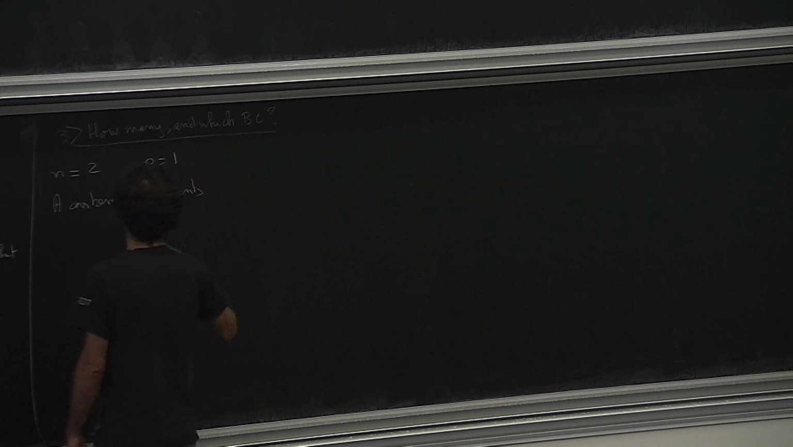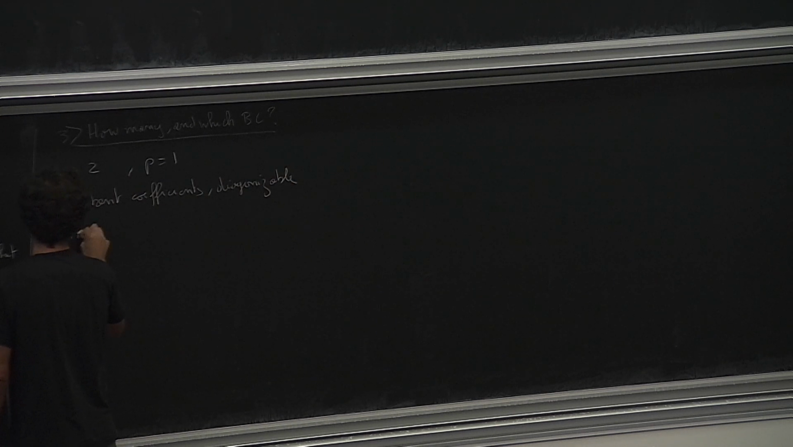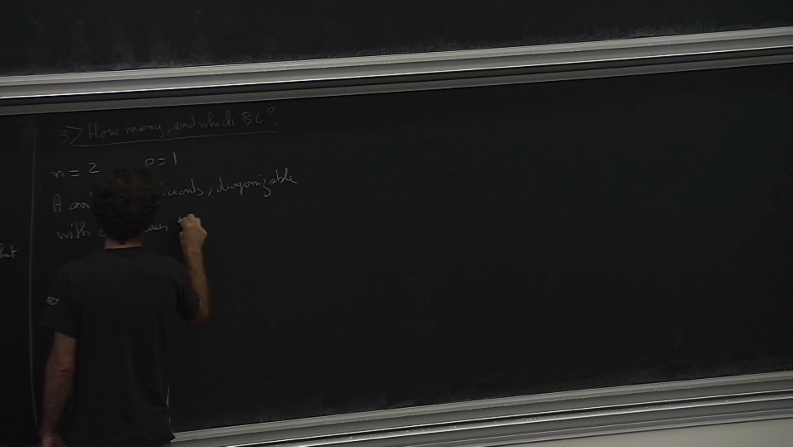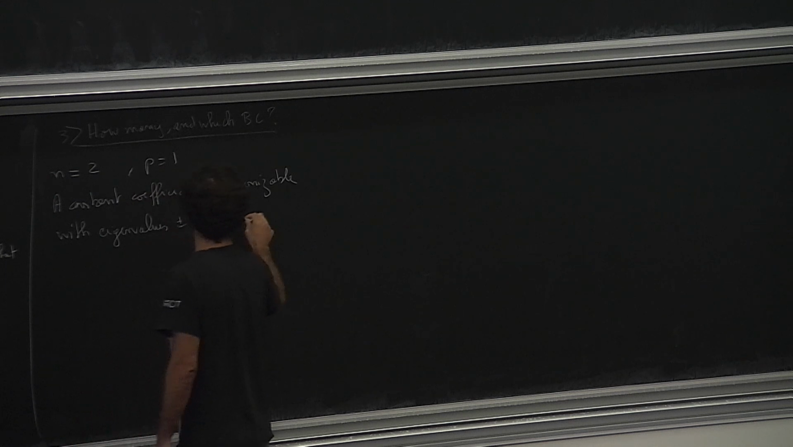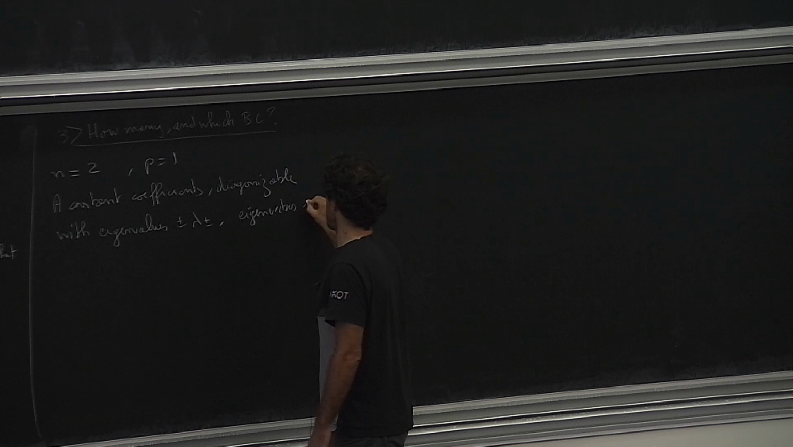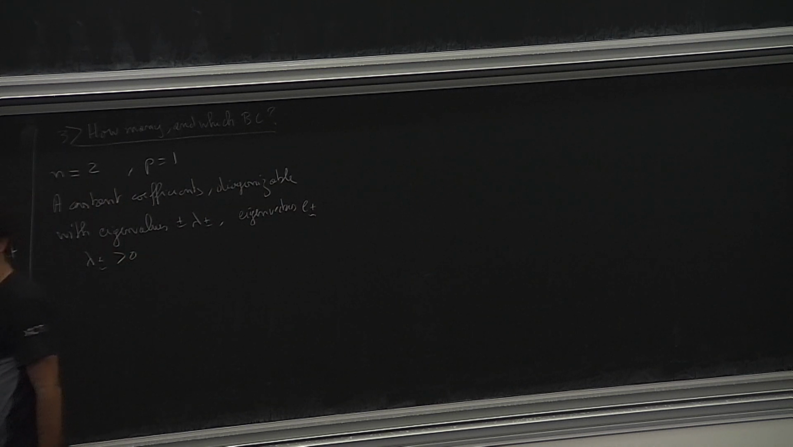and assume that it is diagonalizable, with eigenvalues lambda plus and minus and eigenvectors E plus and minus, and I assume that lambda plus and minus are both positive. So there is one positive eigenvalue, one negative eigenvalue.